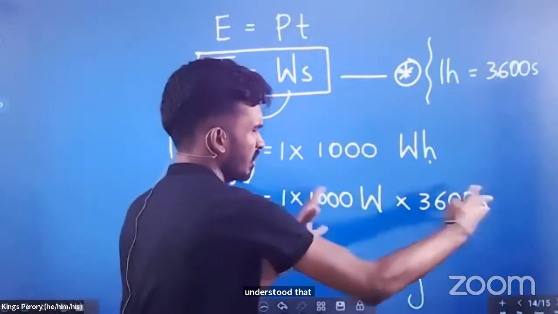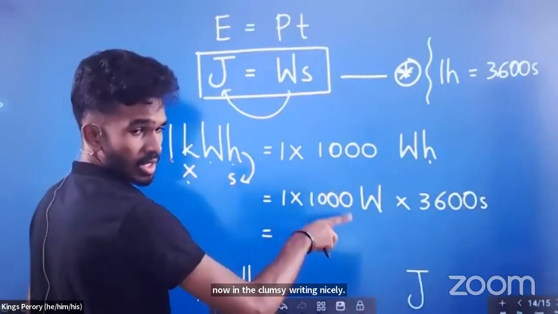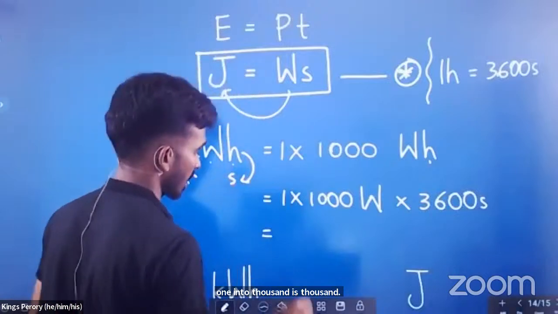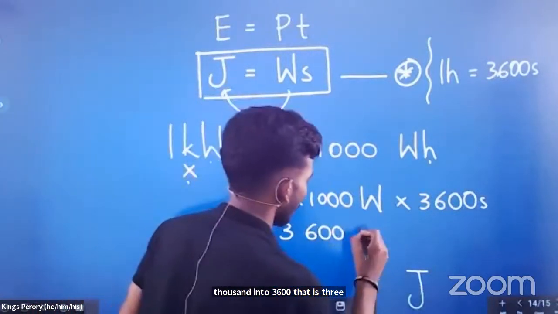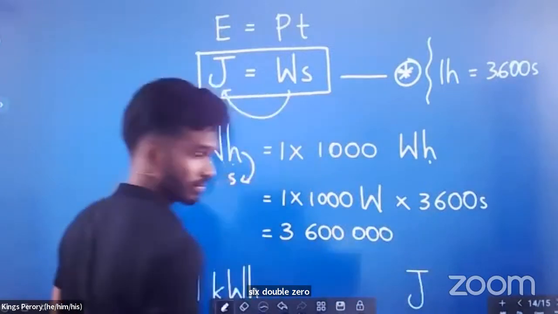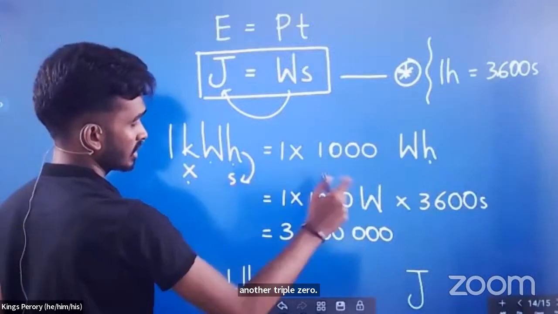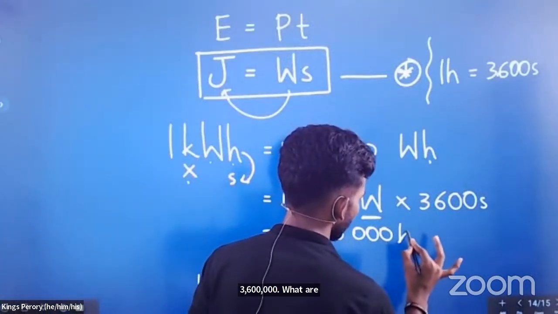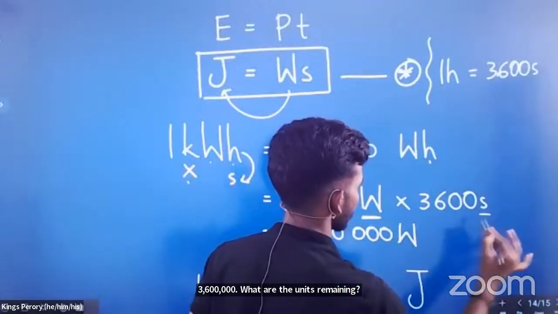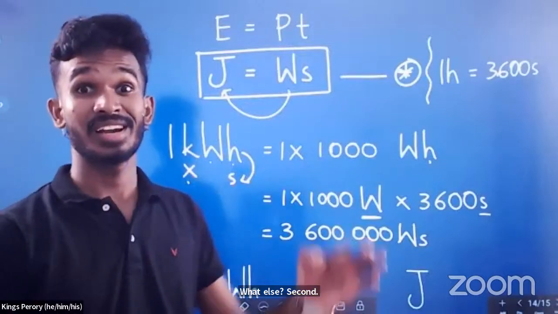Now write it nicely. 1 into 1000 is 1000. 1000 into 3600 is 3,600,000. What are the units remaining? Watt second.